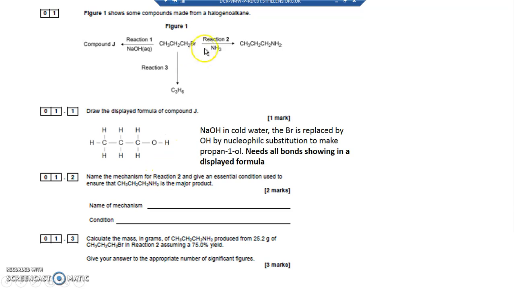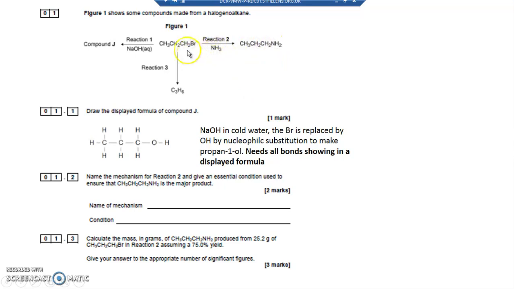Name the mechanism for reaction 2. Well, you've got nucleophilic substitution again, and NH3 has got a lone pair of electrons on the N, which again will attack the delta plus on the C, and the C-Br bond breaks and the Br comes off. In this mechanism, that would make NH3 plus, so it makes CH3CH2CH2NH3 plus, and one of the hydrogens, the bond would break and move onto the N to remove the N plus, and H plus would be removed, and you'd make propylamine or 1-aminopropane.